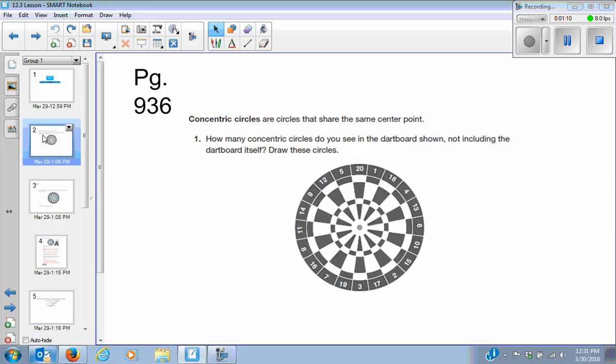So right here on this dartboard, in the book they do a couple of things that are different, so I'm going to give my own answer. They have one less than us. They're going to ask, how many concentric circles do you see on the dartboard, not including the dartboard itself? So that means not including this outside ring.